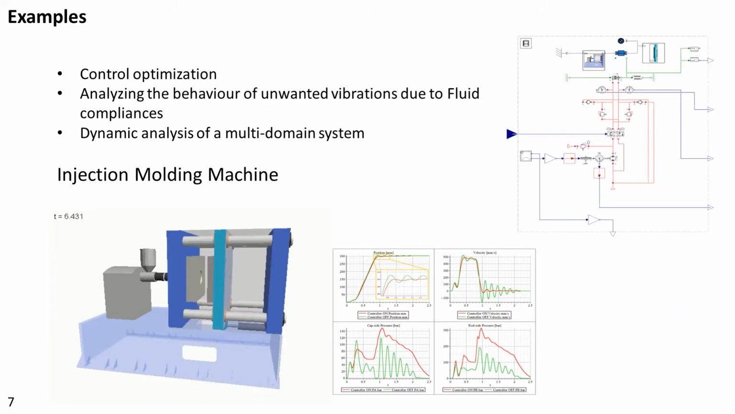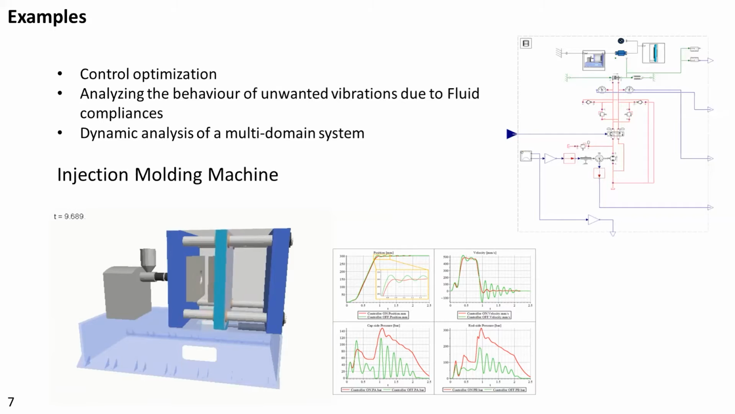If we look more closely, any model that moves is prone to vibrations. In this particular model, the vibrations were due to the fluid compliances that were occurring in the system. And what we were able to do is efficiently capture that in this virtual machine in MapleSim. And why is that important?